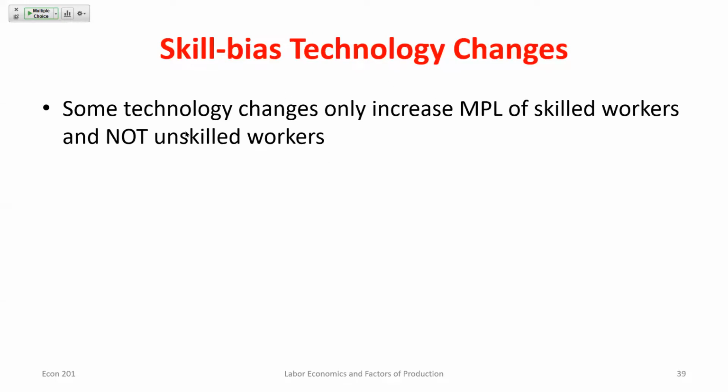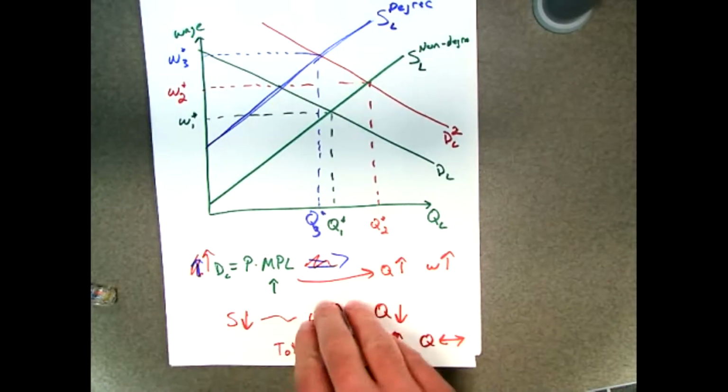So one thing that we could think about that really worsens this impact is something called skill bias technology changes. Okay? So if we had what we had before, we could actually simplify this even a little bit more and really make this point of what a skill bias technology change is going to do. So we'll come back to this slide in a second. I just want to draw out the setup for what we have.